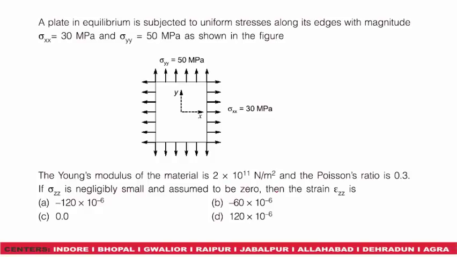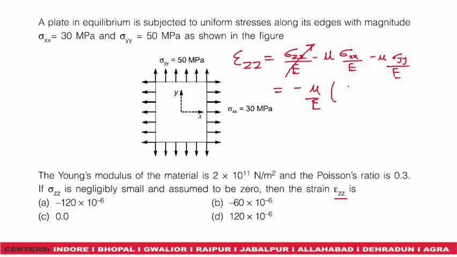Now from the stress theory we know that strain along the zz direction is given by sigma zz by E minus mu into sigma xx by E minus mu into sigma yy by E. So sigma zz is assumed to be 0, so we can neglect this term, and mu and E are common, so minus of mu by E into (sigma xx plus sigma yy). So this is equal to minus Poisson ratio 0.3 by E, given to us as 2 into 10 to the power 11 Newton per meter square.